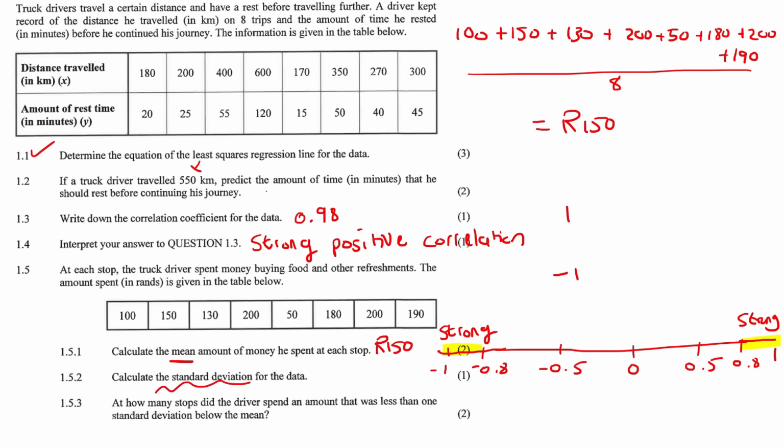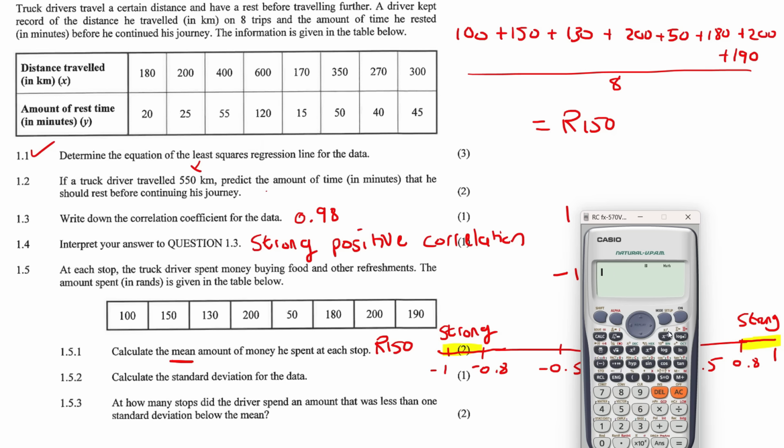Calculate the standard deviation. Okay, now this one we're going to put the data onto the calculator. So you're going to put your calculator into stat mode. Now you're going to use the grade 11 of 1-VAR. You're going to input your data, 100, 150, 130. You get the idea. Once all the data has been input, you can press AC, press Shift, press 1.